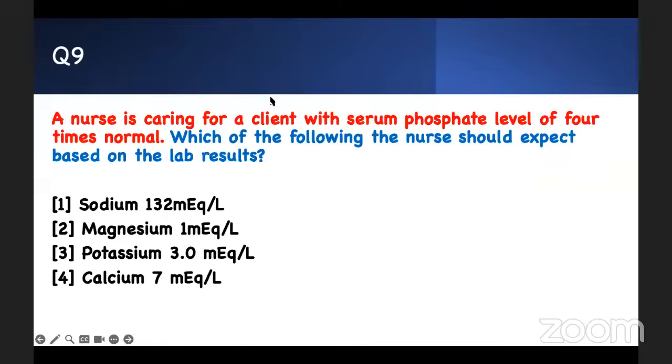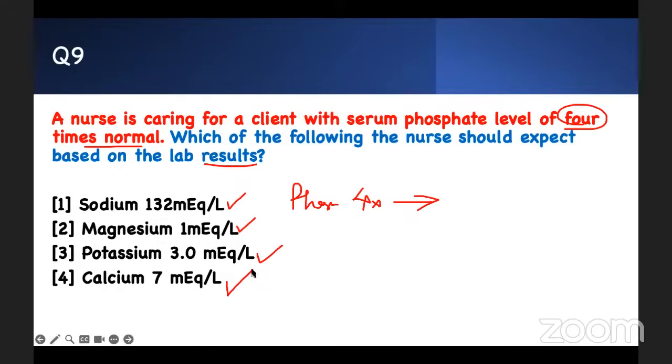Number 9. Which of the following should the nurse expect based on the lab results? I've already given away this answer choice. A nurse is caring for a client with a serum phosphate level 4 times normal. So your phosphorus is 4 times normal. What would I expect? Do I expect the sodium to go down, magnesium to go down, phosphorus to go down, calcium to go down?